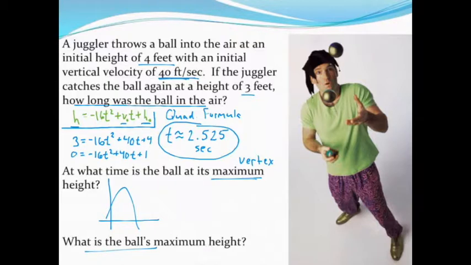So this is not quadratic formula. Quadratic formula tells you how long the ball's in the air for. To find maximum height, we're still finding the vertex. So let's switch over to the calculator.